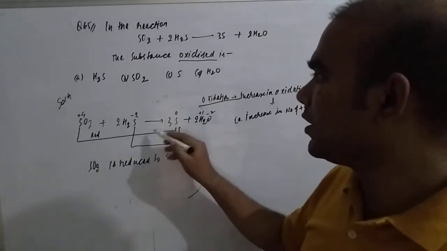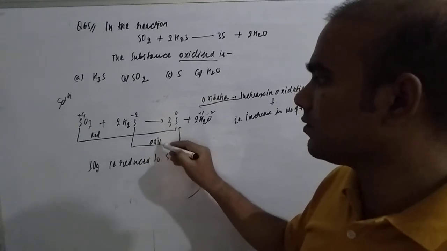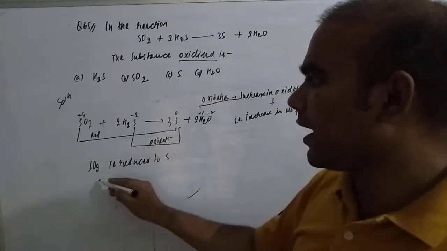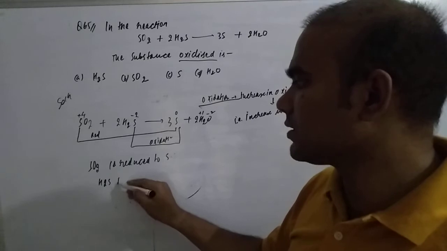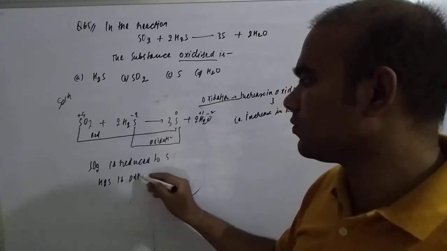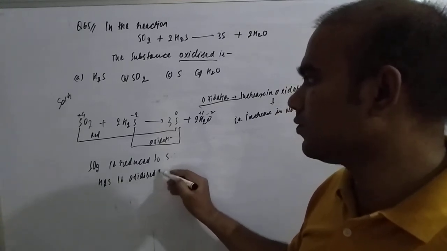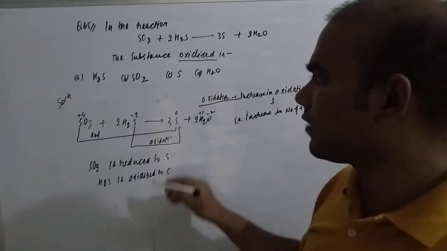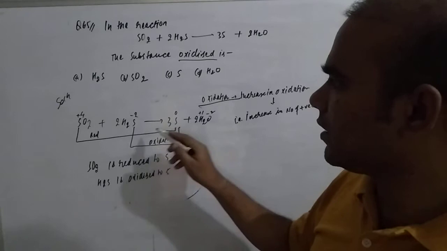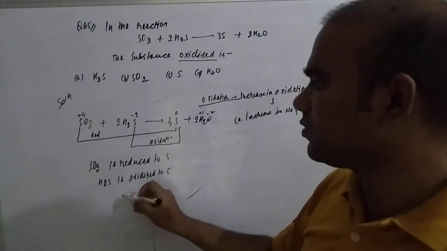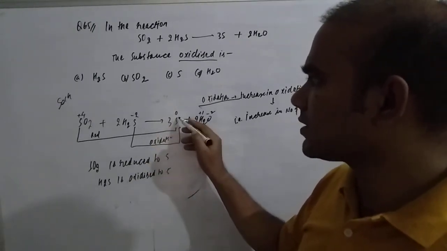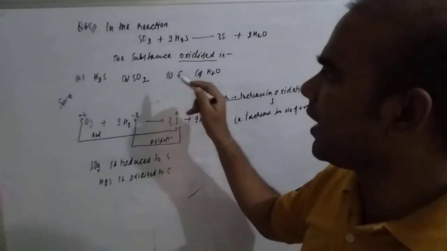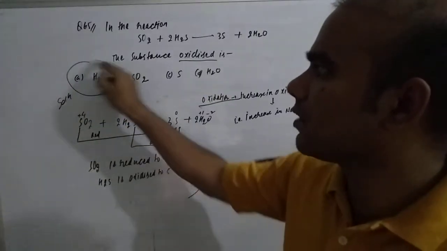Minus 2 to 0 means increase, that is oxidation. Okay, oxidation. So H2S is there, student. H2S is oxidized to what, student? H2S is oxidized to sulfur. So the correct option will be minus 2 to 0. So that is an increase in oxidation number. The correct option will be H2S. So option number A is correct.